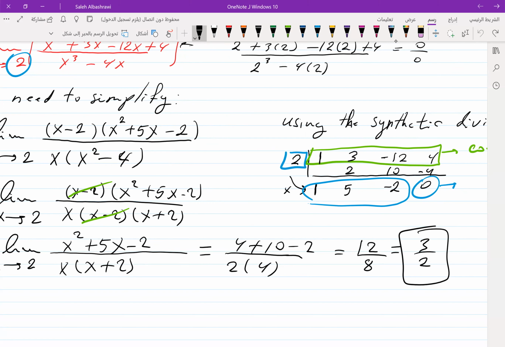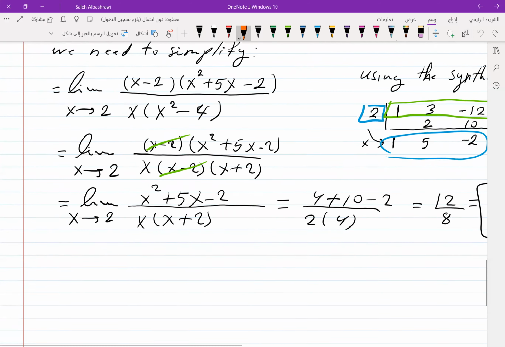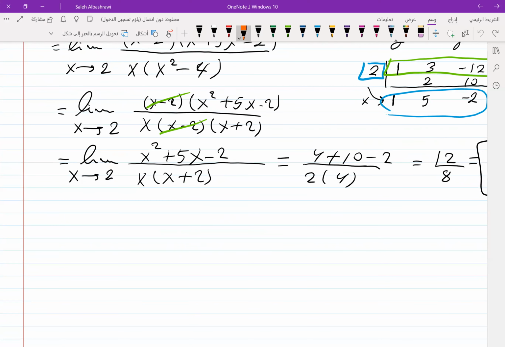In some cases, for rational functions, we don't have a polynomial divided by another polynomial. In some cases, we are using a different type of rational function. That is, for example, this one.